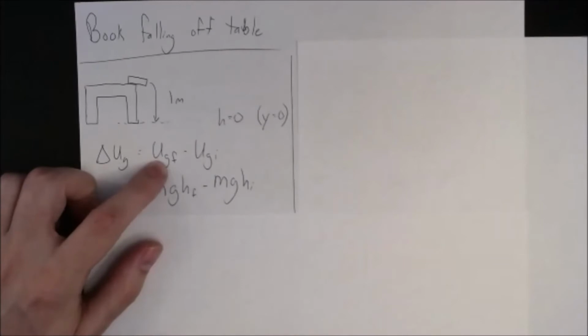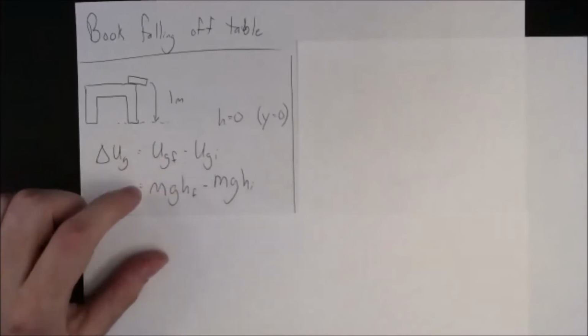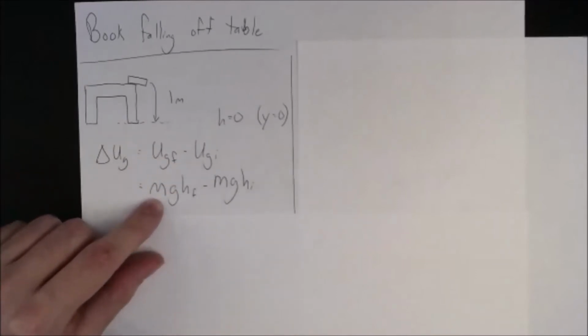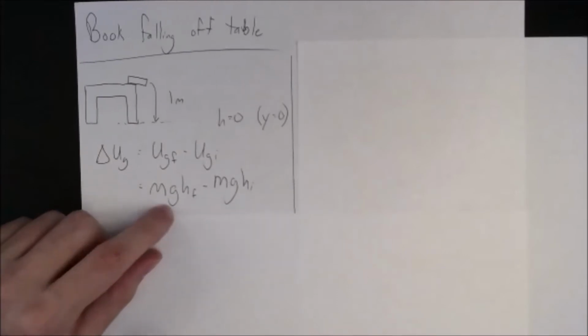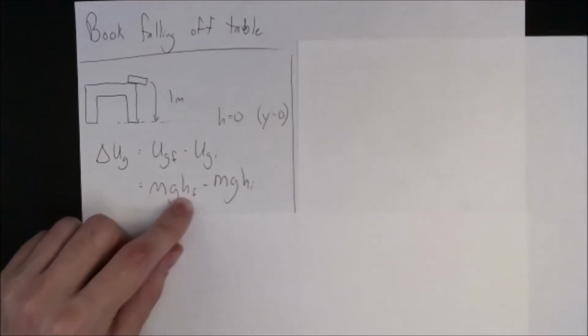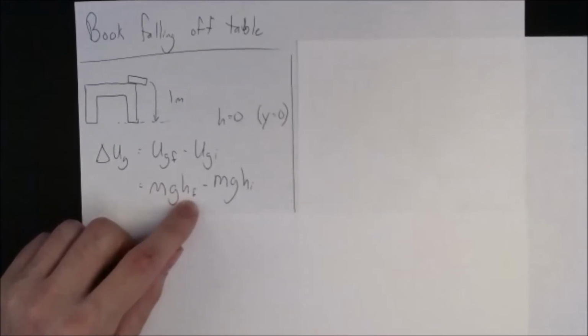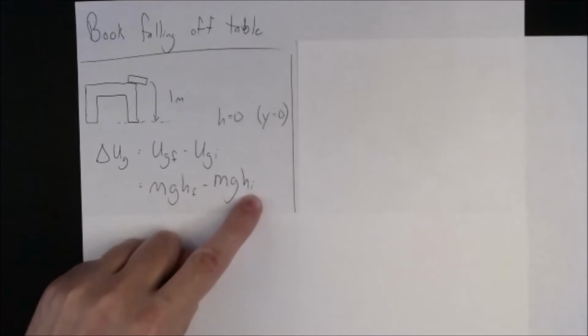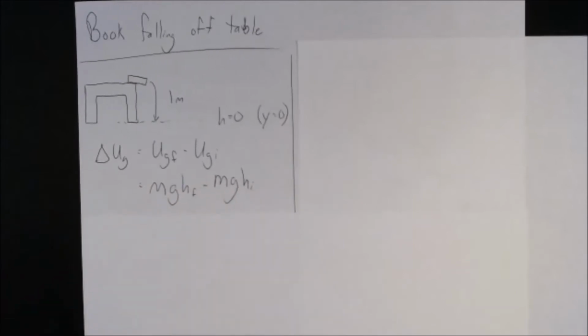So the gravitational potential final is going to equal the mass, which doesn't change, so I don't need to do initial and final on mass, times the acceleration due to gravity, which also doesn't change, there's no initial and final, times the height, or y, whichever letter you want to use, and that does change. There's a final and there's an initial. You can do some algebra on that if you wish, but you don't necessarily have to.